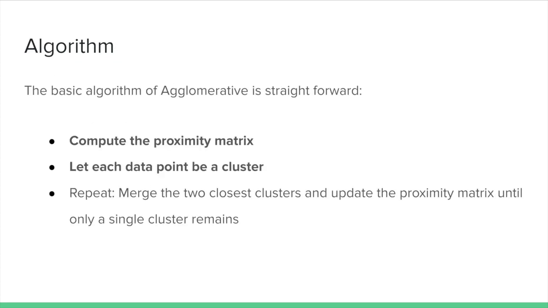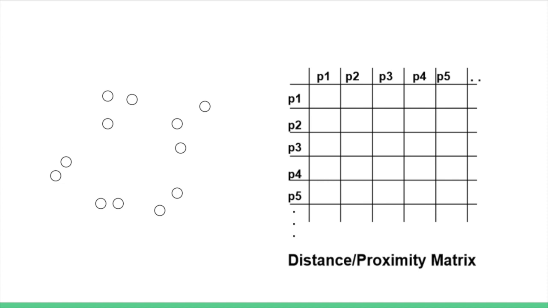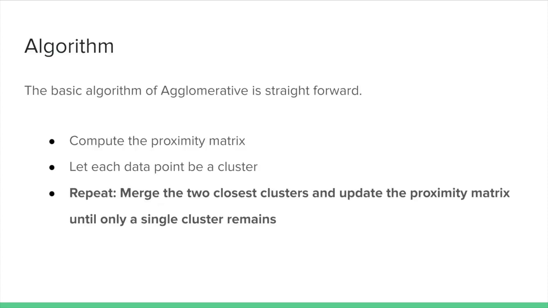So next up is the algorithm. The basic algorithm for the agglomerative approach is very straightforward. First, we start from the bottom up, where each data point is a cluster by itself, and then we compute the proximity matrix of it. Here is kind of how it works. As you can see, each point is a separate cluster. We call it P1, point 1, point 2, point 3, etc., and we'll calculate the distances between each point. Then the next step is repeated over and over again: you merge the two closest clusters and you update the proximity matrix until only a single cluster remains.